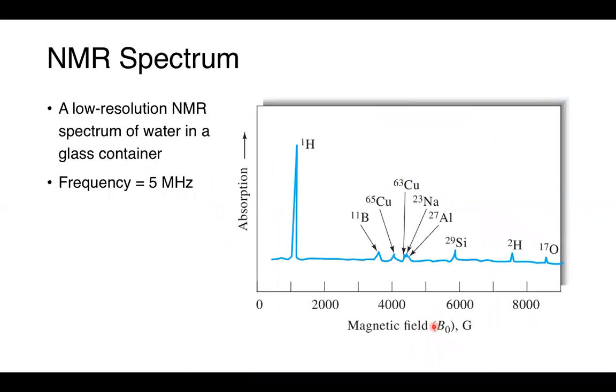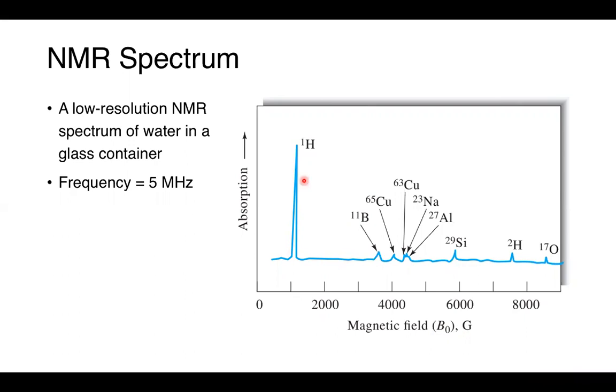Okay, so an NMR spectrum. Over on the right-hand side here, we have a low resolution NMR spectrum of water in a glass container, and the frequency is 5 megahertz. What we're seeing is the absorption as the magnetic field is being changed, so this is going to be like a continuous wave experiment. As we change the magnetic field over a certain range, we get different absorptions at different points.